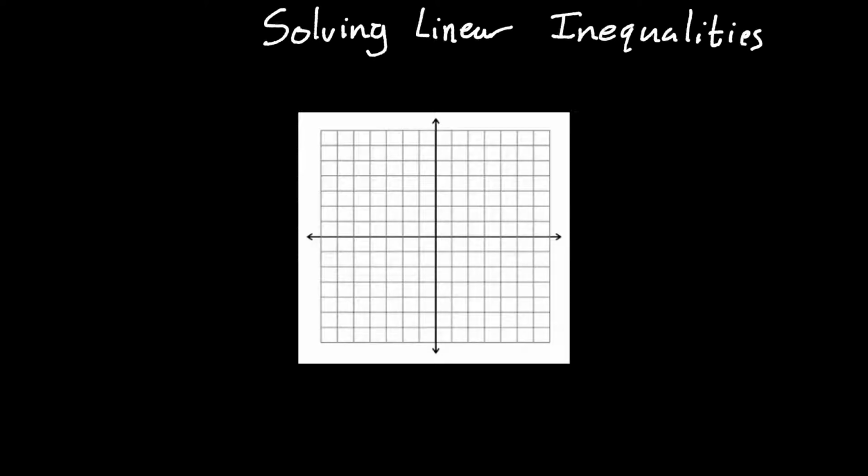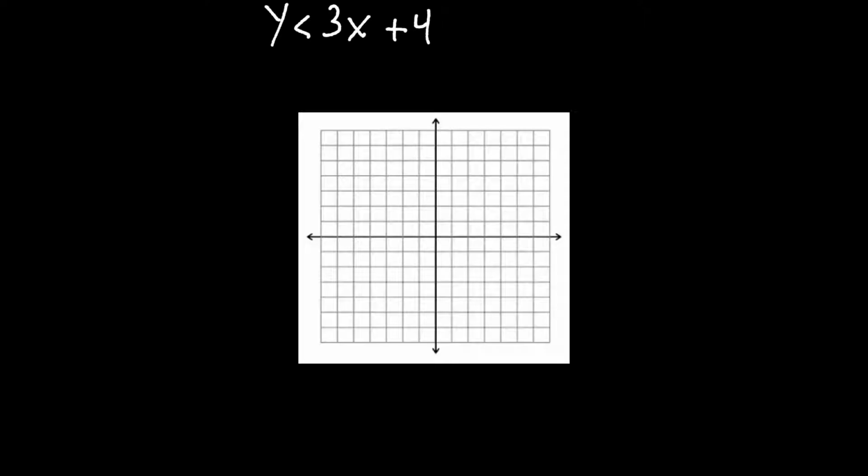So I'm not going to waste any time. Let's get right into it. Here we see an inequality, y is less than 3x plus 4. For the most part, when we graph this, it looks like it's in slope-intercept form, and we are going to graph it as if it was slope-intercept form. But the main difference is going to come in with the inequality symbol.